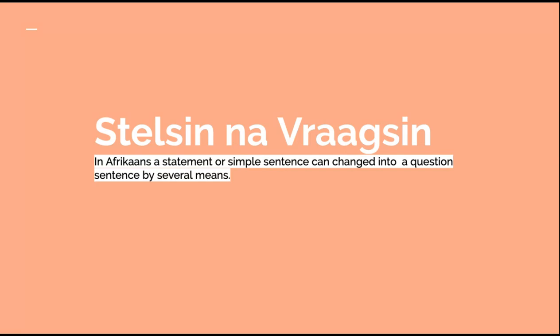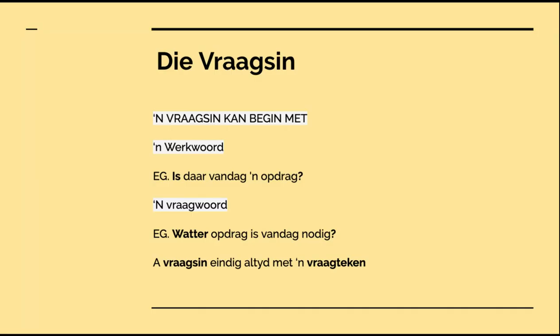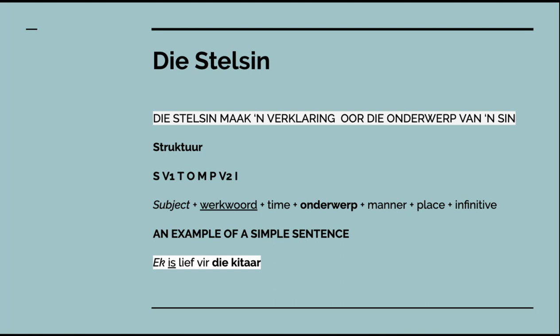Stelsin na 'n vraagsin. In Afrikaans, a statement or simple sentence can be changed into a question sentence by several means. Die vraagsin. A vraagsin, a question, can begin with a verb, for example, is daar vandag opdrag? Or a question word, for example, watter opdrag is vandag nodig? And it always ends with a question mark. Die Stelsin. Statement. The sentence is giving a statement about the subject of the sentence. The structure would be onderwerp, werkwoord, voorwerp.